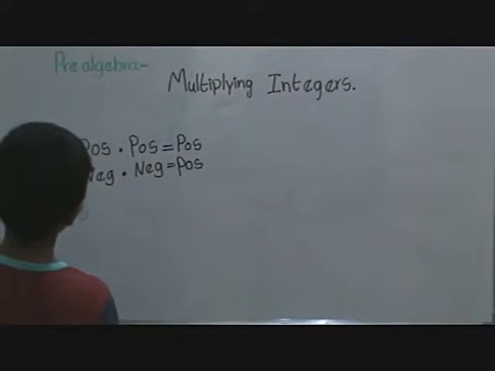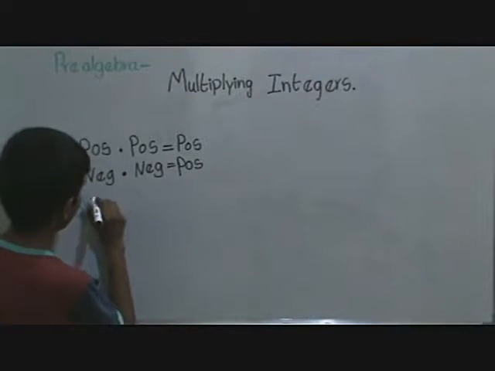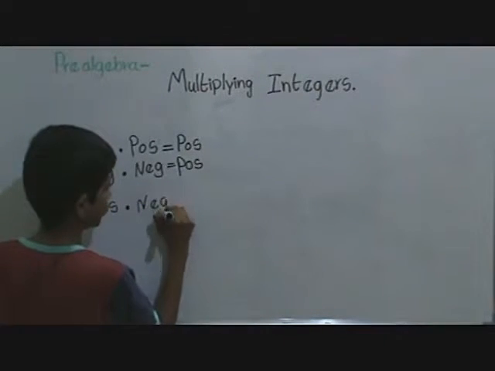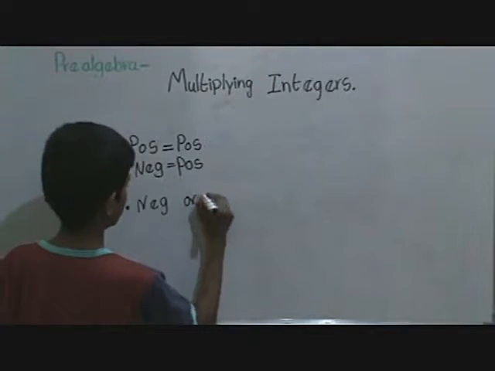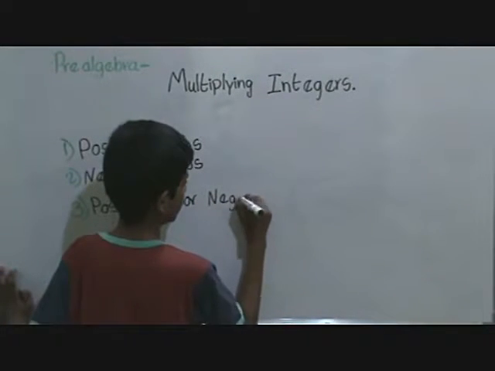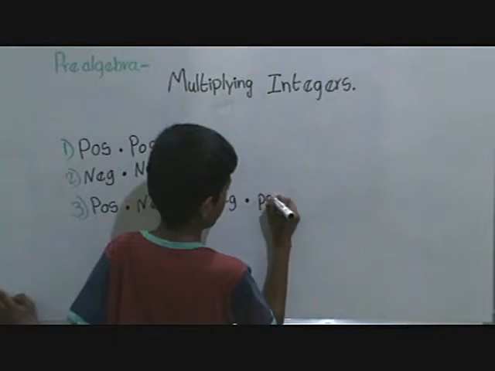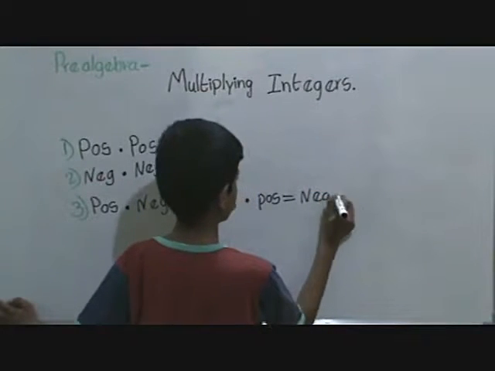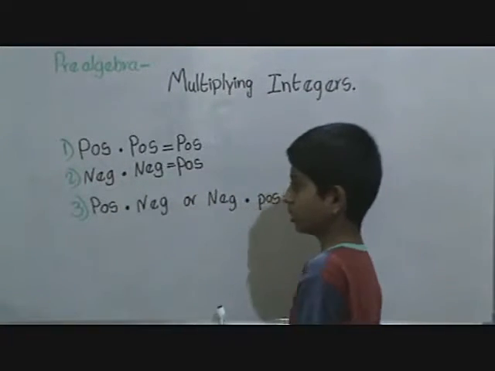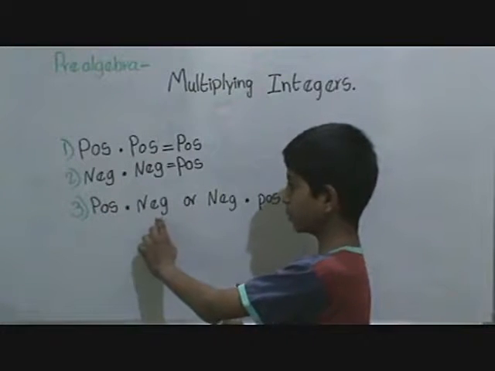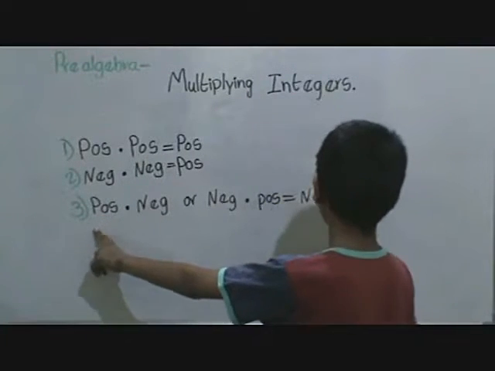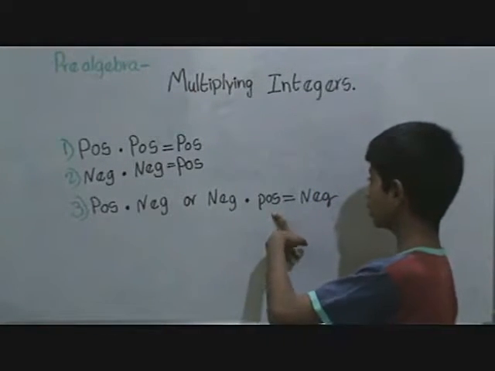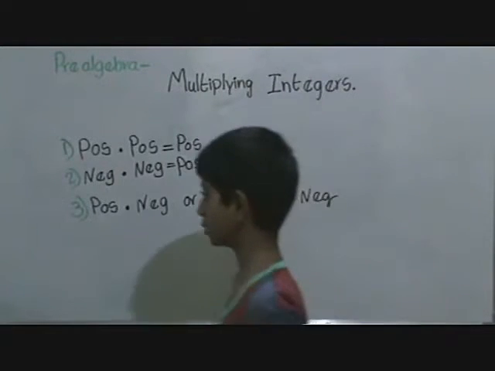The third rule is, if you have a positive times a negative or a negative times a positive, the answer will be negative. Okay? If you multiply a negative number by a positive number, the answer will be negative. Or if you multiply a positive number by a negative number, the answer also will be a negative number. Okay?